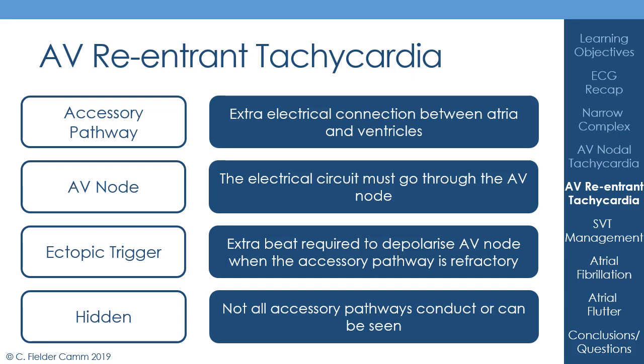And vice versa, you can have people who have this slurred upstroke, this delta wave, and the narrow PR interval because the accessory pathway is able to conduct from the atria to the ventricles. But you may not easily get this AVRT developing because the accessory pathway may not be able to conduct from the ventricles to the atria, and certainly may not be able to conduct fast enough for this arrhythmia to generate. So it requires a very specific type of accessory pathway.